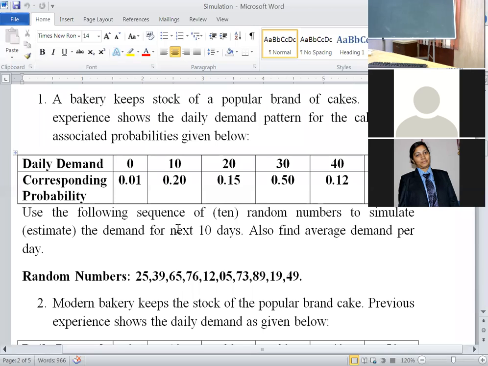Here, daily demand is given. Corresponding probabilities are given. First, you have to identify the variables. Here, the variable is the daily demand. The corresponding probabilities should sum to strictly equal 1. They have provided random numbers.